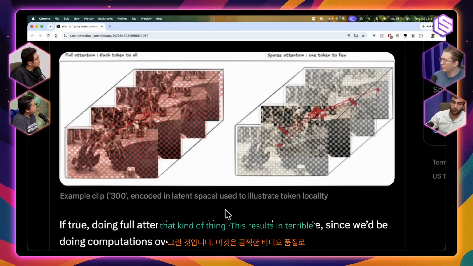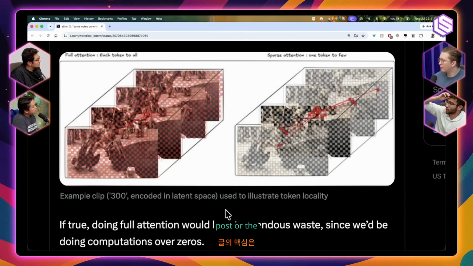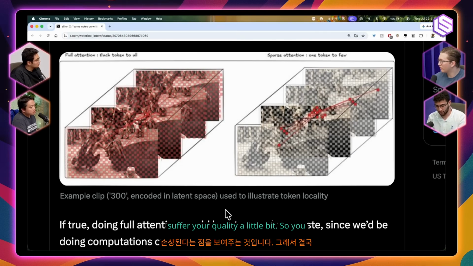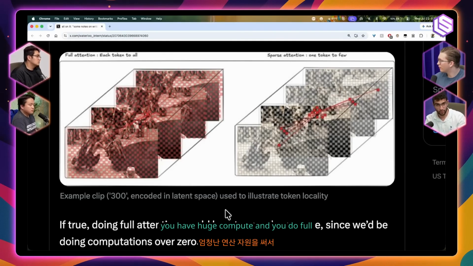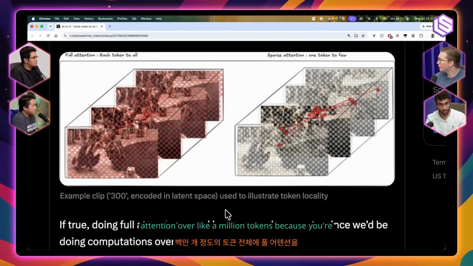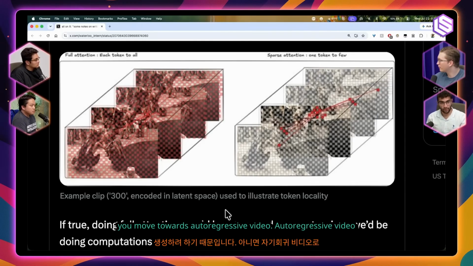This results in terrible video quality. And the whole point of the post or the article here is to show how you can train and you can do all of these things, but you will still suffer your quality a little bit. So you end up with one of 2 things. Either you bite the bullet, you have huge compute, and you do full attention over 1 million tokens because you're trying to generate 2 minutes of video, or you move towards autoregressive video.